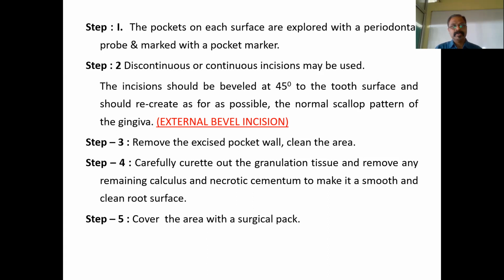Once you remove this, you're going to do a thorough subgingival root planing to remove all those root irritants, then irrigate nicely, and make sure that you remove all the granulation tissue and any remaining calculus or necrotic cementum. And then, most of the time, you apply some sort of medicament and cover the area with your periodontal dressing.